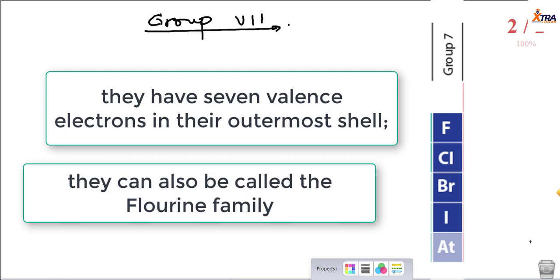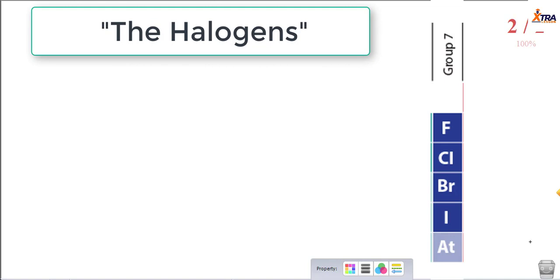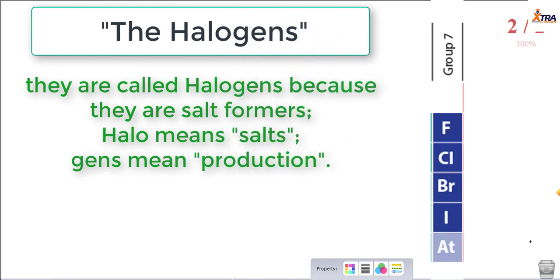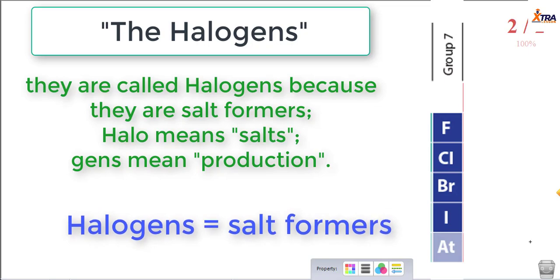And what is this common name? It is the halogens. Group 7 elements are called halogens. Why? Because they are salt formers. Halos means salt, while gene, like genesis, means production or beginning. So the word halogens means salt formers, and that's what we call the group 7 elements more often. We don't call them group 7, we almost do not call them the fluorine family, but we call them halogens, which signifies that they are salt formers.